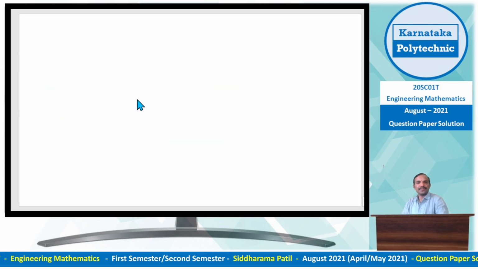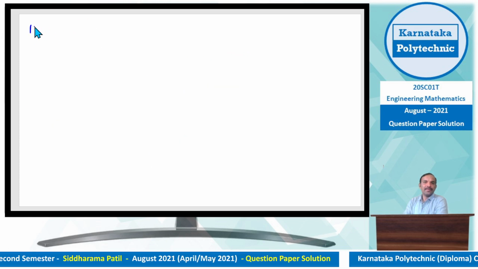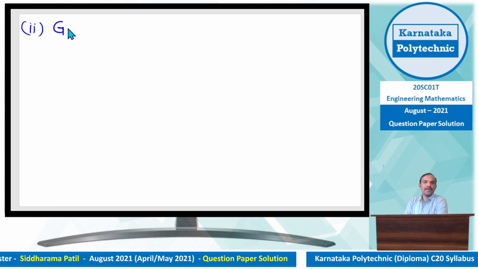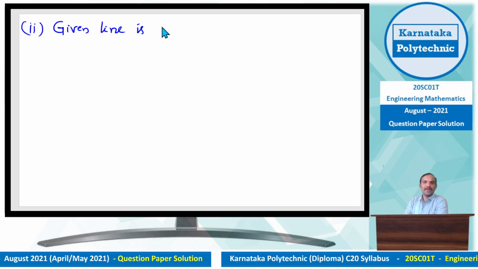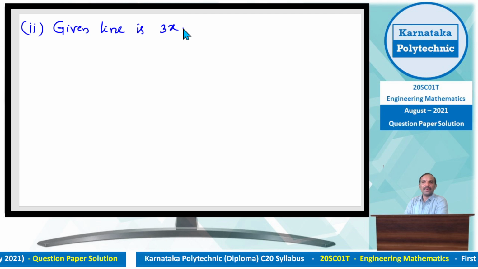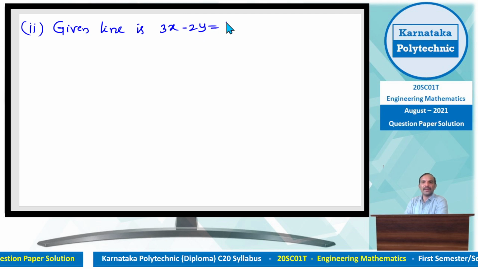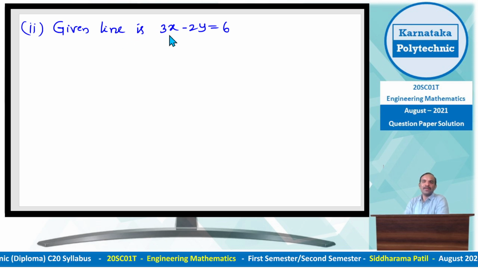Now coming to the second bit question. Find the x intercept and y intercept of the line 3x minus 2y equal to 6. Second, the given line is 3x minus 2y equal to 6. Now this question can be solved in 3 methods. First we are going to see all 3 methods one by one.